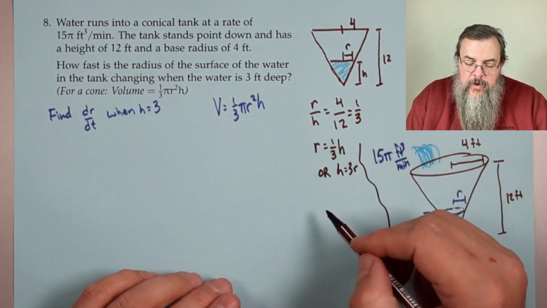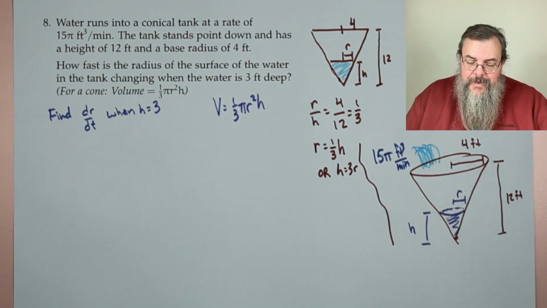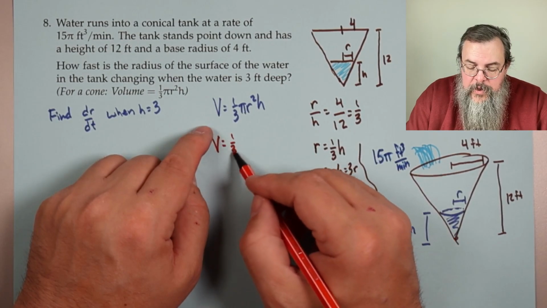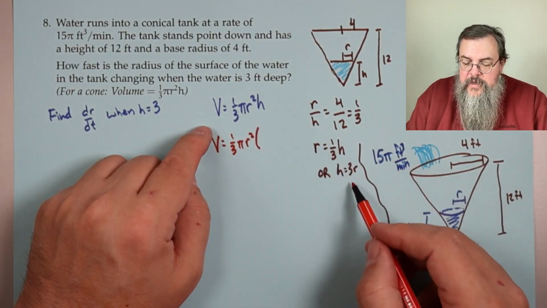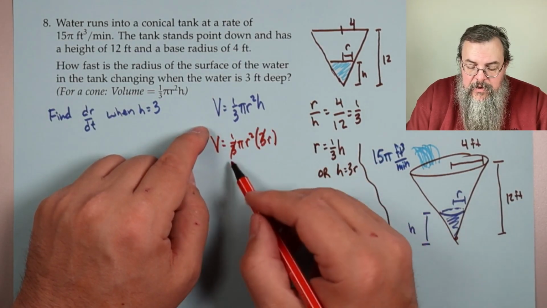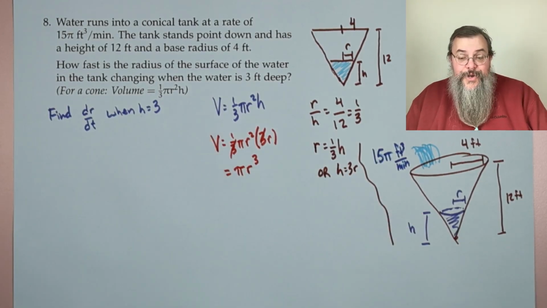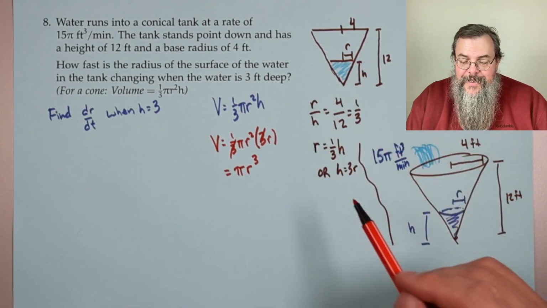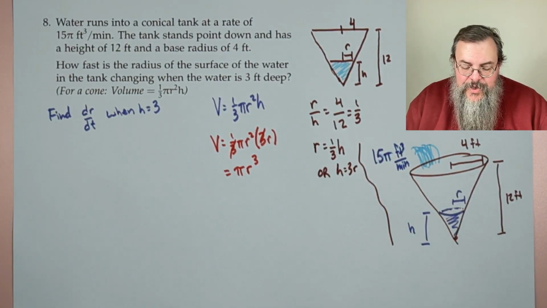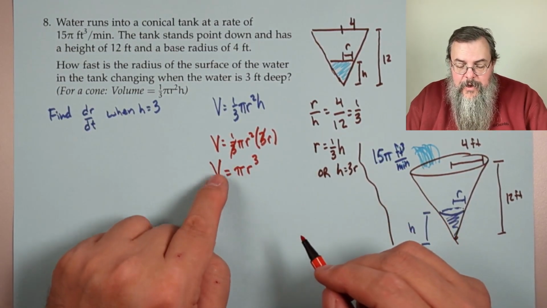Okay, so now let's update our formula for volume. Volume is 1/3 pi r squared times 3r. The 3's cancel, so we get that volume is pi r cubed. So if I know the radius of the water, then I know the volume, and in a way, vice versa. So now we're almost there. We've got a formula that connects volume to radius.